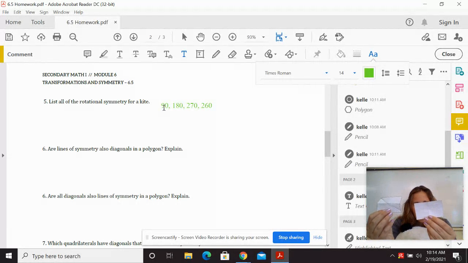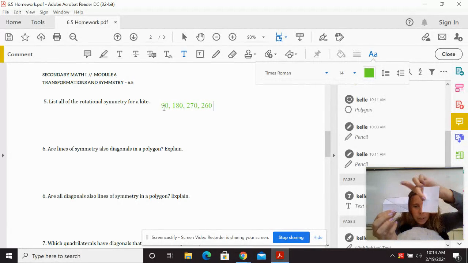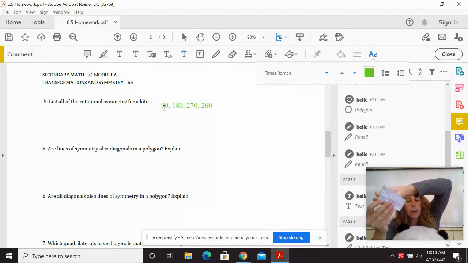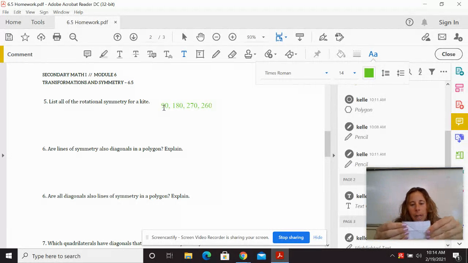If I rotate it 90 degrees, it does not fit. If I rotate it 180 degrees, now it fits. So for a rectangle, 180 degrees is rotational symmetry. But you're doing a kite. 270 is just like that, and then 360. 360 works for everything. 360 means you rotate it all the way around, and you're back to the beginning.